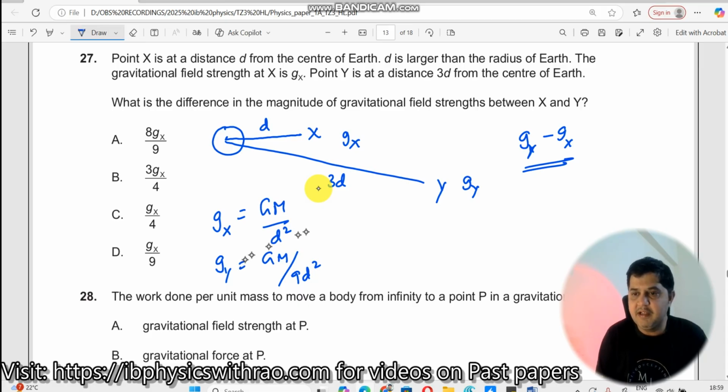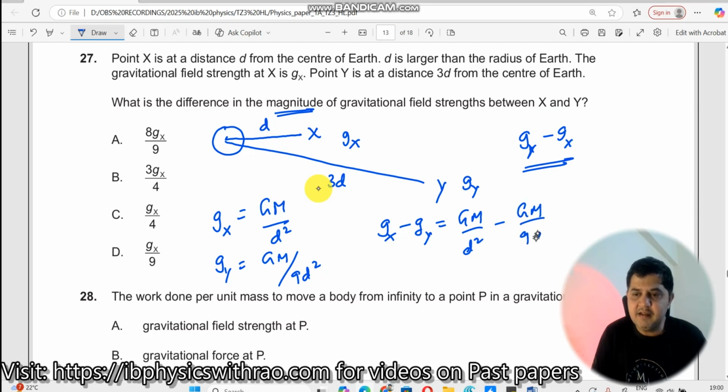So now what do I need? I need Gy minus Gx, or Gx minus Gy. Though you get a negative answer, take it positive. Because he is asking for the magnitude, I don't need the negative values. So if I take Gx minus Gy, this should be equal to GM divided by d square minus GM divided by 9d square.